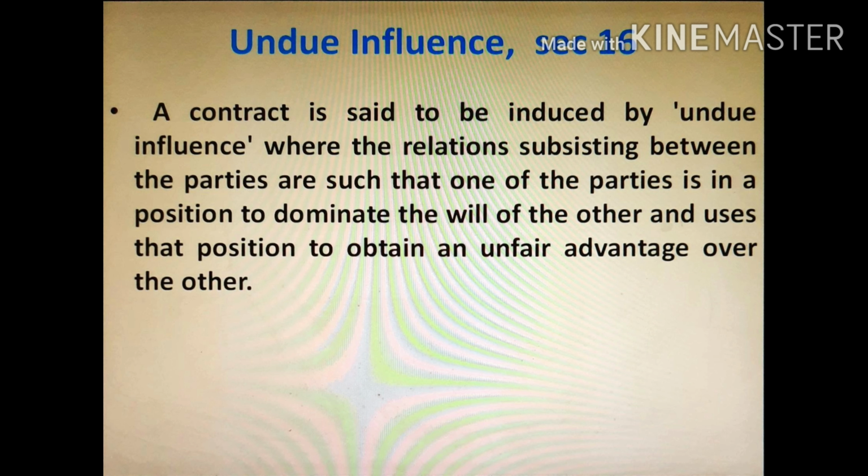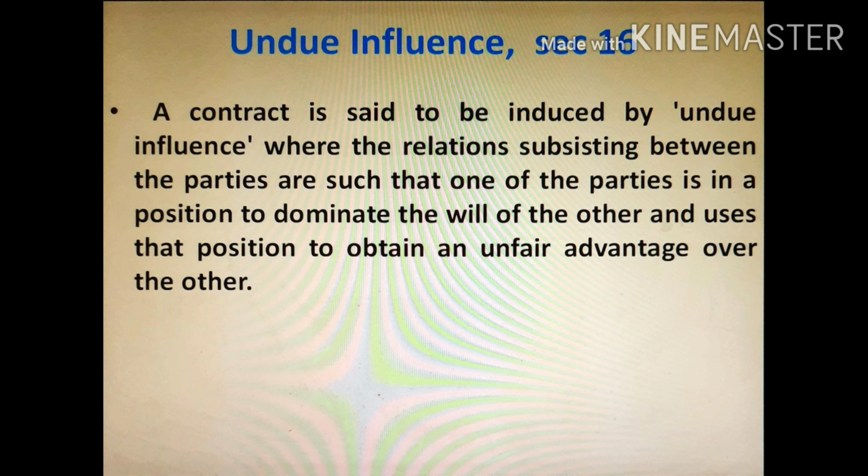Unless surgery is performed, you will die. What does the poor patient do? He will listen to his doctor. So the doctor is in a dominating position, right? The patient is getting dominated. So the first condition is that there must be some relationship between the parties.